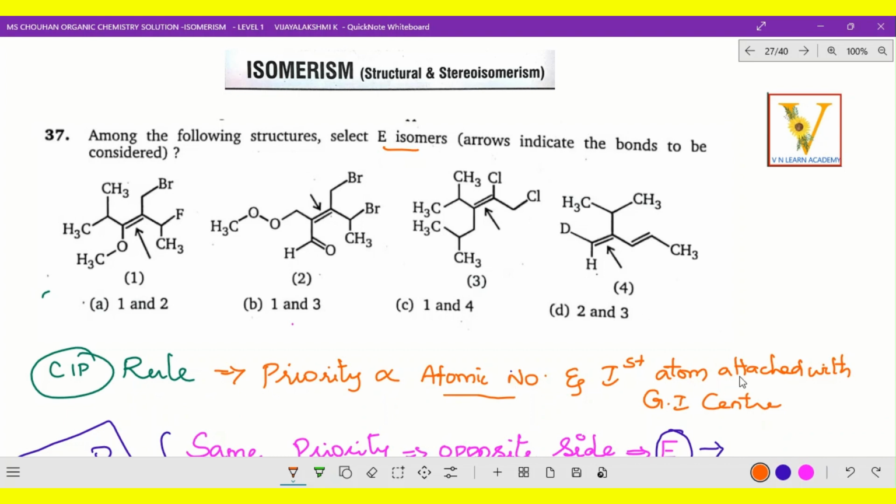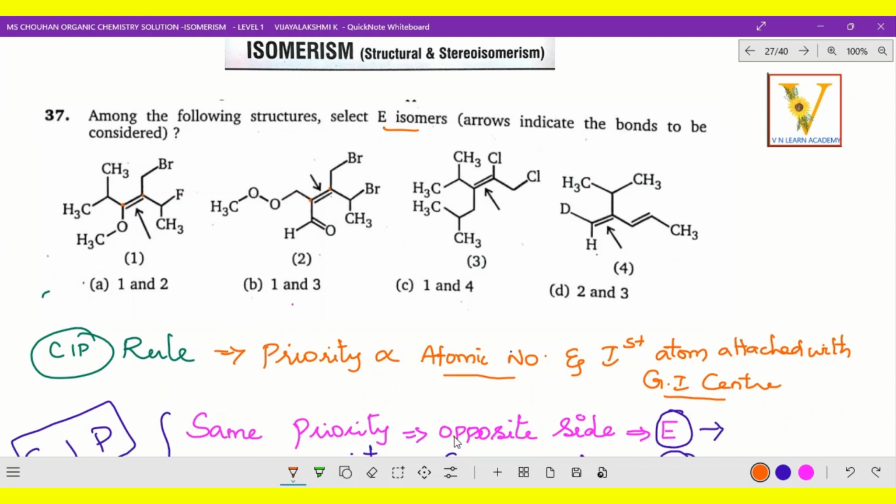And first atom attached to the GI center. GI center is nothing but the double bond. The next carbons here, one here, one here, in the same way one here, one here. We have to see which atom it is attached to, identify that atomic number, and then give the priority. So the first atom attached to that GI center is the only point we have to consider. In that way we can proceed with the priority order.